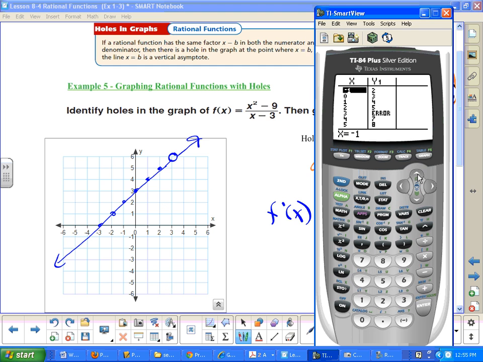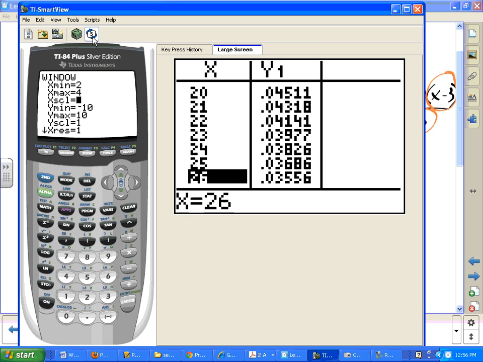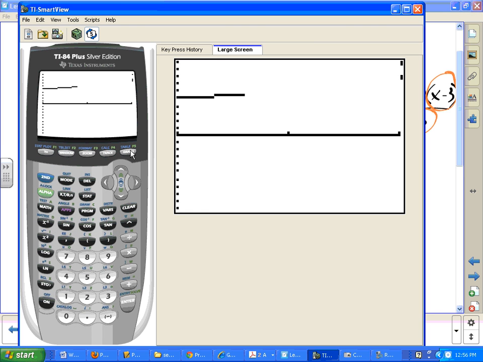But let's look at the graph a little closer. I'm going to focus in on where x equals 3. So I'm going to change my window here to go from 2 to 4 for my x's. So I'm focused in right around 3. And now look at the graph. Follow the graph. What do you see? There's a missing pixel there, right? Because there's a hole when x equals 3. The graph goes up to there, and then keeps going.